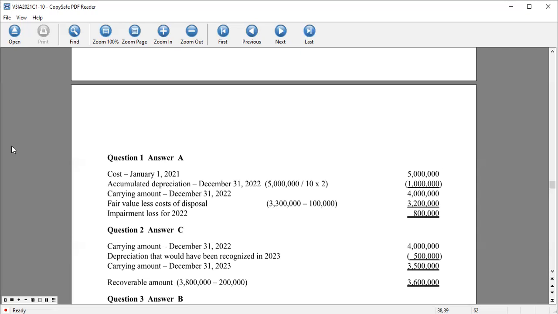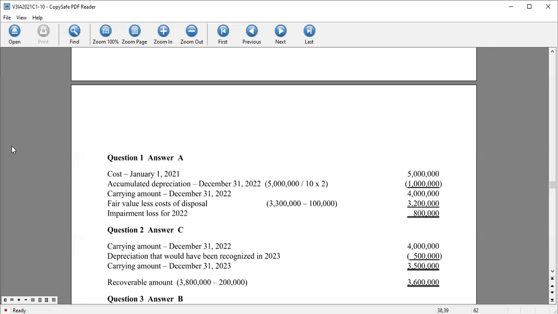So that's supposed to be 800,000, and that would be letter C. Then question number 2. What's the measurement of the equipment that ceases to be held for sale on December 31, 2023? So we now have the carrying amount on December 31, 2022, 4 million.